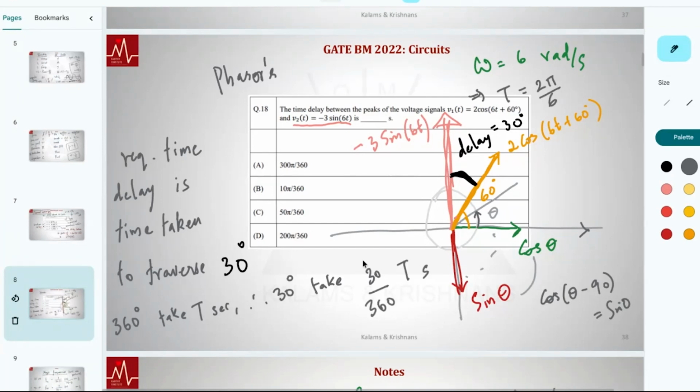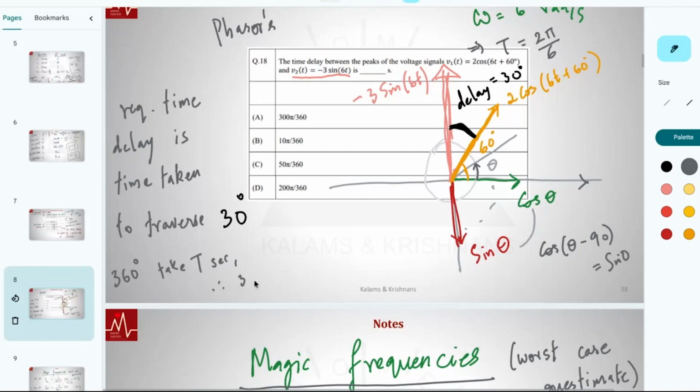Yeah, 30 by 60 is 0.83. You had to calculate it, but let me also complete that step. Therefore, 30 degrees take this fraction of t, that is 30 by 360 into 2 pi by 6. That is 3 into 2, 6 cancel, you have 10 pi by 360. And that happens to be 10 into 3.14 divided by 360, which is approximately 0.087.